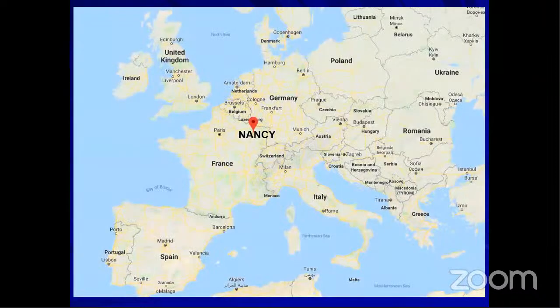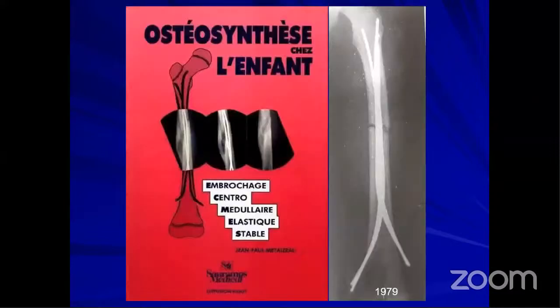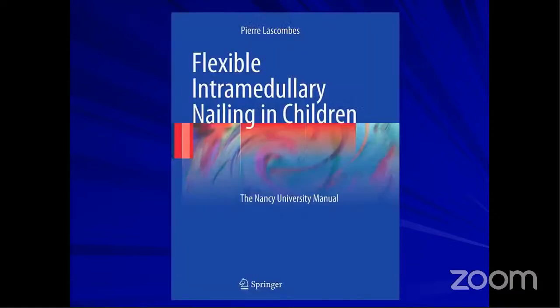And so then the Nancy nail, named for Nancy, which is the region in northern France, is where Metaizeau introduced the elastic nails. This is his book on elastic nail. You can see the first X-ray in 1979 was based on the same principle as the Ender nail. There was stacking of the canal using 3 or 4 nails, and it wasn't a balanced nail like what we see now. And Pierre Lascombes translated the manual into English so that it had wider acceptance after that. And this is a book which is called the Nancy University Manual.